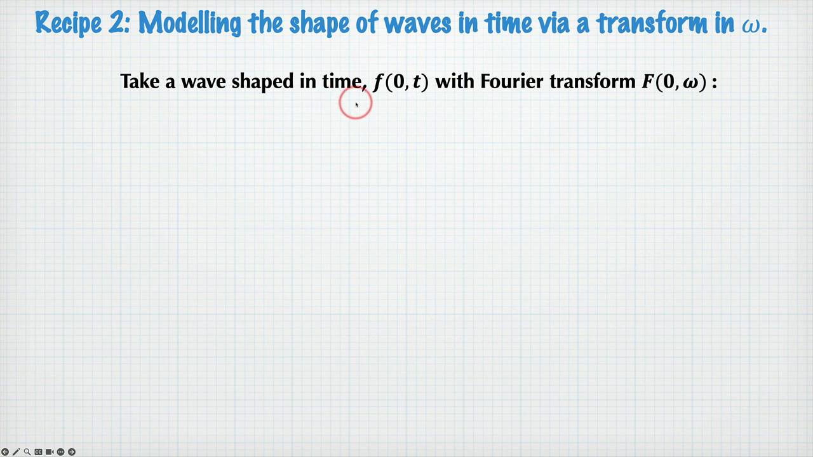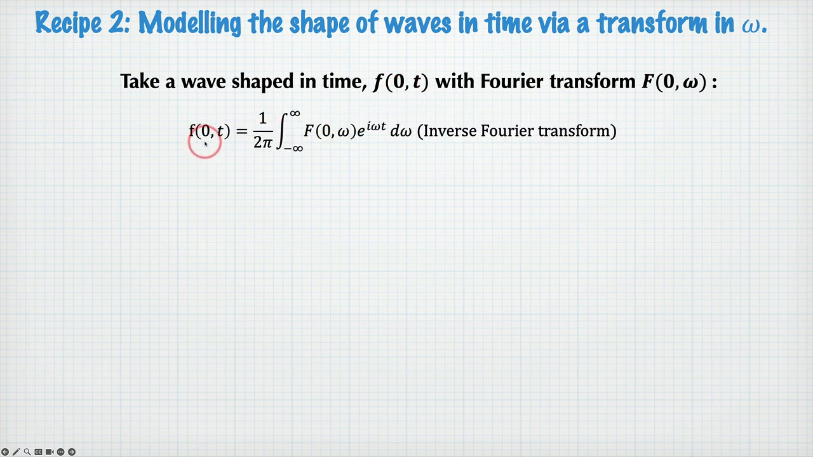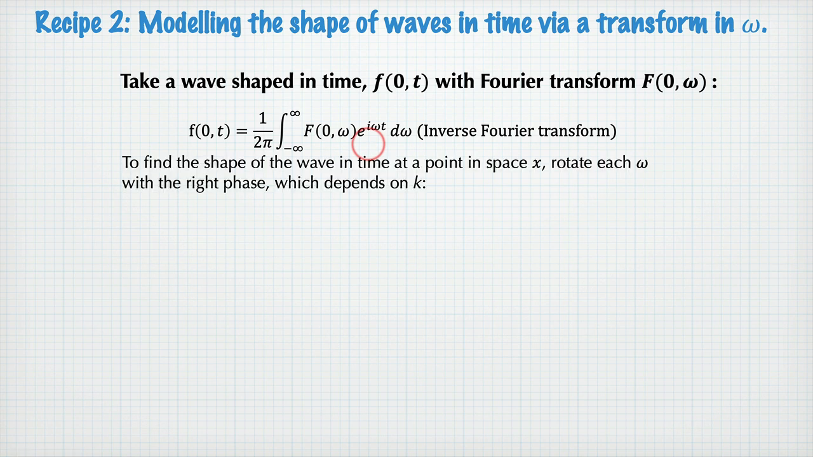We can repeat exactly the same sort of derivation or calculation over time instead of space. So imagine now we have a wave passing a single point in space, and it goes past that point in space with some function of time. And then it'll have a Fourier transform over omega. And we're doing this at, say, x equal to 0. So now we can write down our function of time in terms of its Fourier components in omega instead of k. And to find the shape of the wave at some point in space, we must rotate each omega with the correct phase, and the phase will depend on k. So we add the phase rotation here in terms of k.